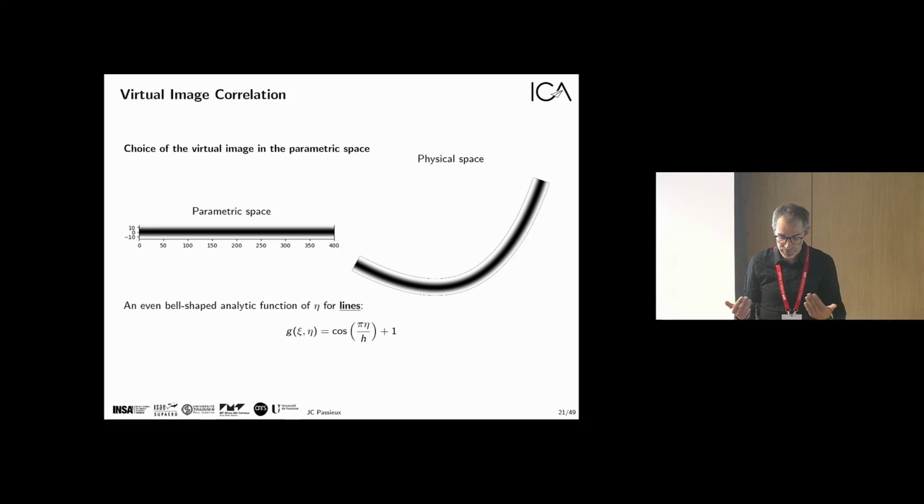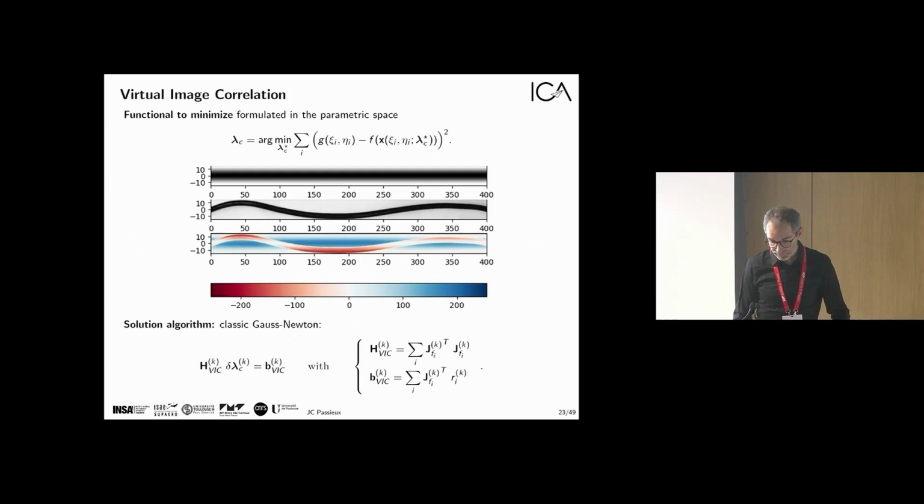it can be shown that if you have an odd function, it will work. And then at the end, I have the virtual image, what I expect to have, the real image back in the parametric space. And what I want is to align those two images by moving the control points that describe the geometry of the center line.